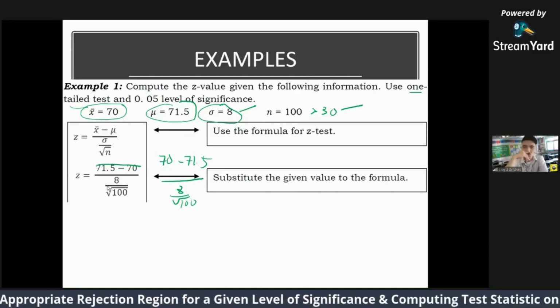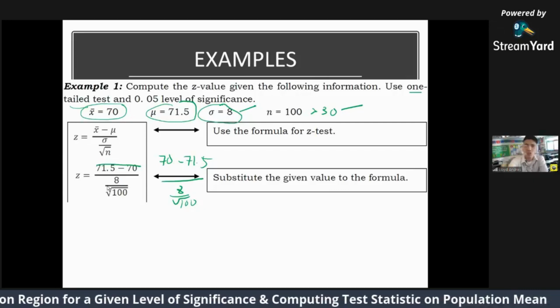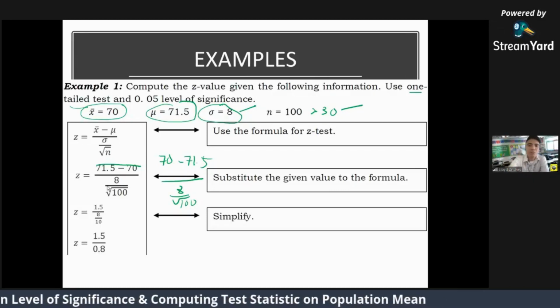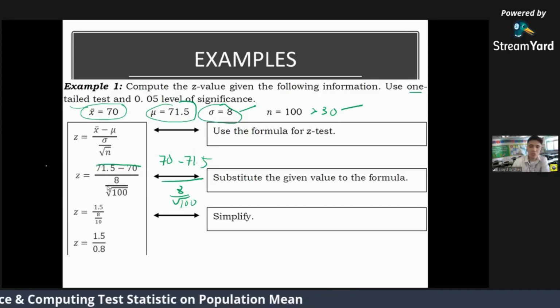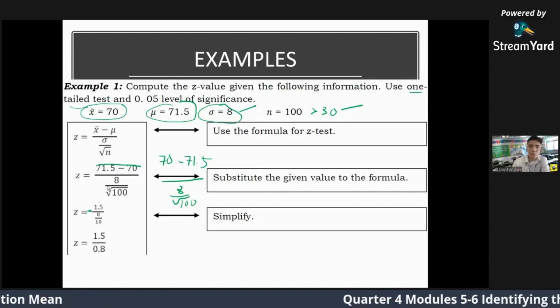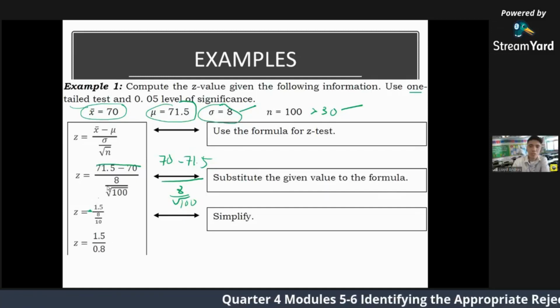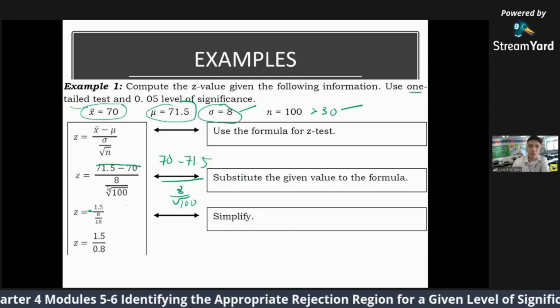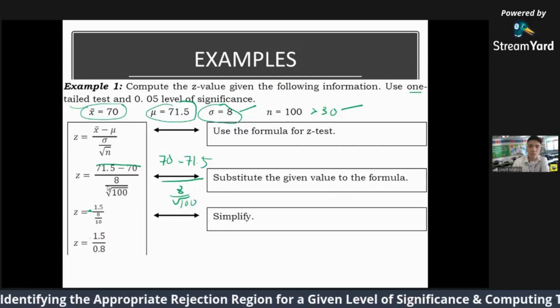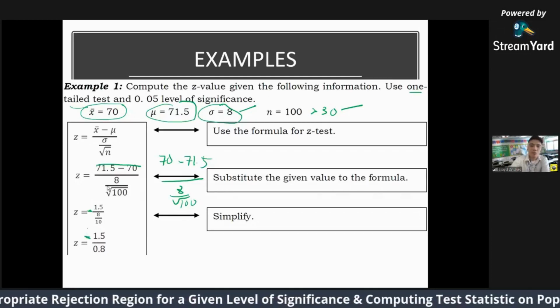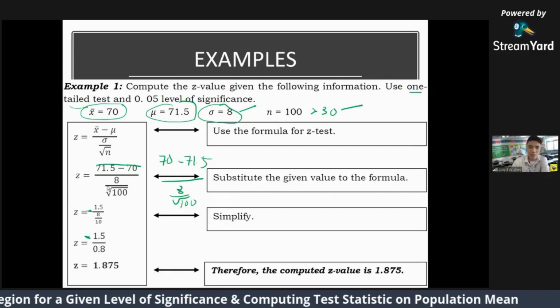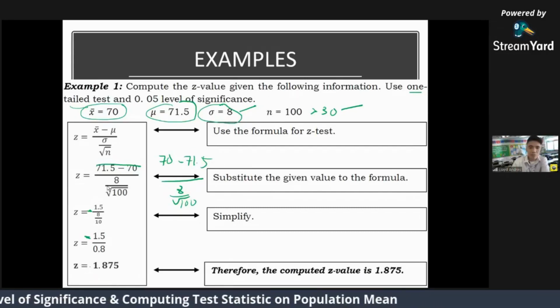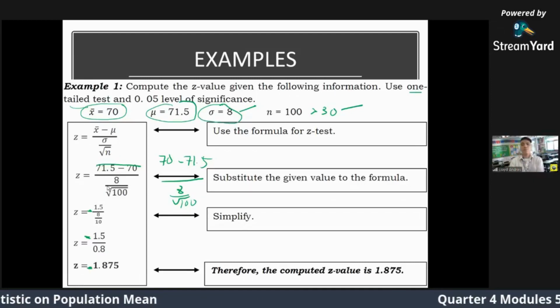And then, simplify na lang na to. So, this must be negative. So, negative siya because mas dako ang population mean. So, ang final answer is negative 1.875.